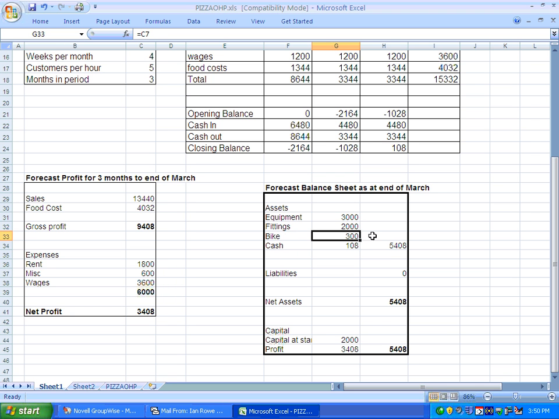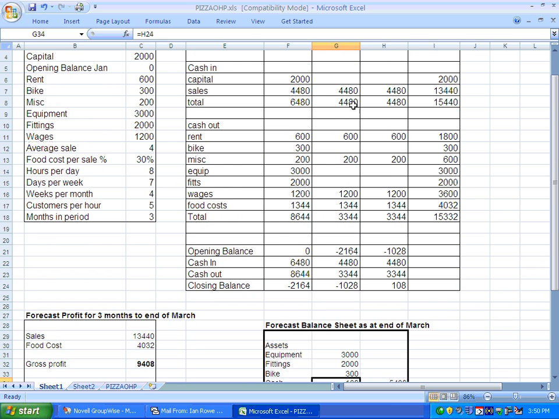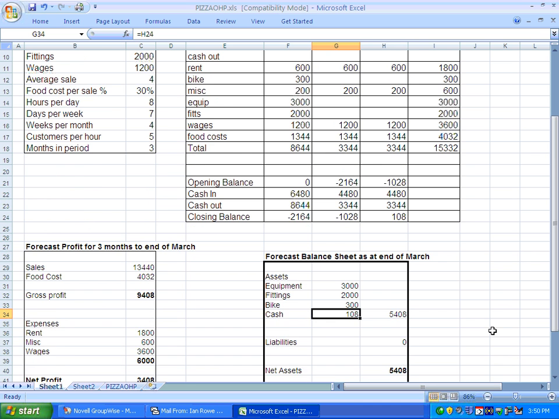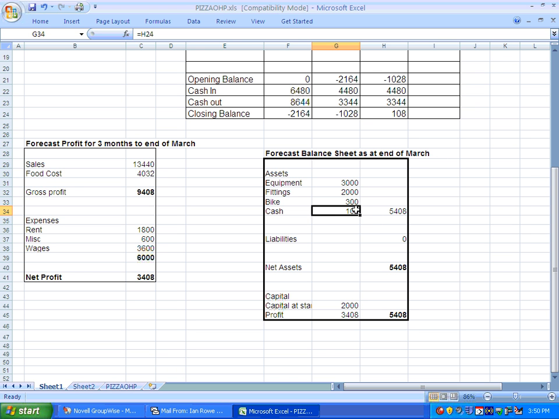The bike's still there, and goes in at its original figure, and the cash we've got is the one that we worked out in the cash flow. We worked out that we'd have £108 left at the end of March. That's how much cash we've got, cash or bank, same thing. We don't have any liabilities: no loans, no bank overdraft, no creditors. So our net assets are all our assets added up, minus any liabilities, which there are none. So our net assets are 5,408.